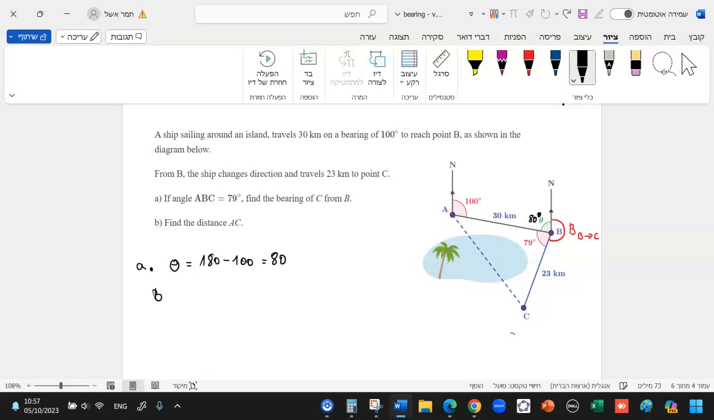And the bearing when going from B to C is 360 minus, we are given an angle 79 plus theta, which we found to be 80. This is 159 and the bearing is 201.